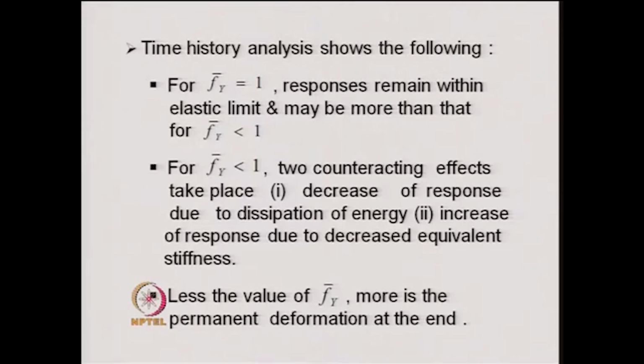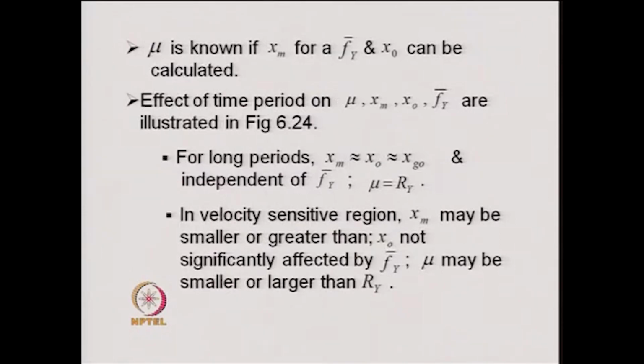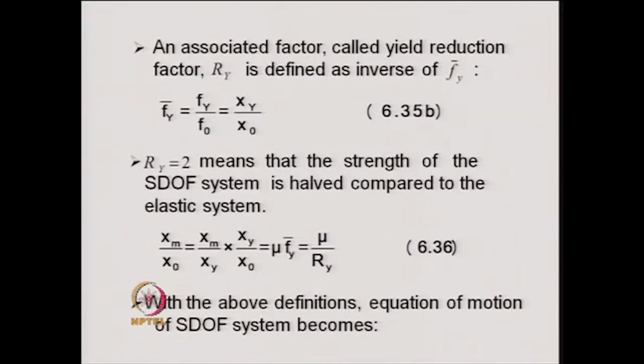Therefore, at the end of the earthquake episode, we observed that the system has undergone some permanent deformation, element-wise as well as overall structure. Next, mu is known if xm, f bar y and x0 can be calculated. That follows from the relationship that we have shown before. That means this important relationship given by equation 6.36.